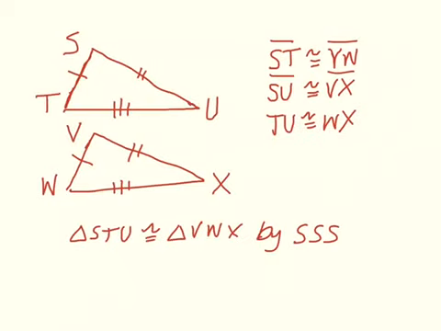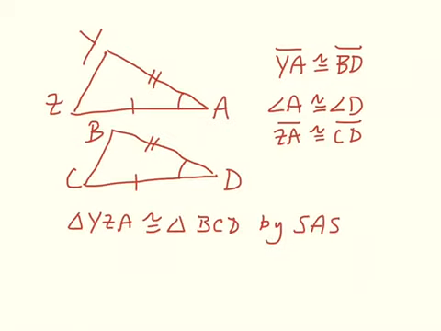Another shortcut works if I can prove that all 3 sides of one triangle are congruent to the corresponding sides of another triangle. And if that's true, then the 2 triangles are congruent by side, side, side. It's the three sides of one triangle congruent to the 3 corresponding sides of another triangle. Then the triangles are congruent.